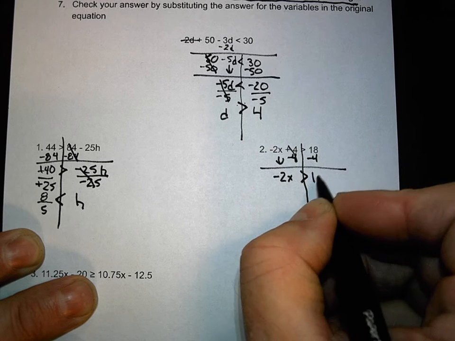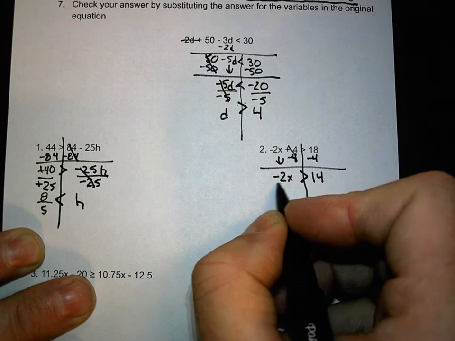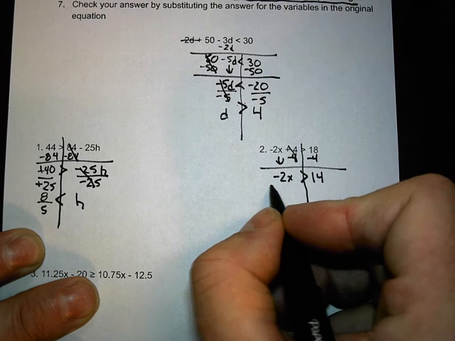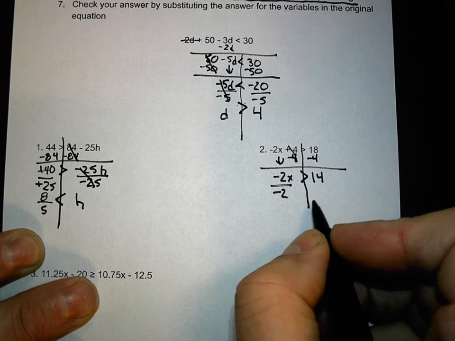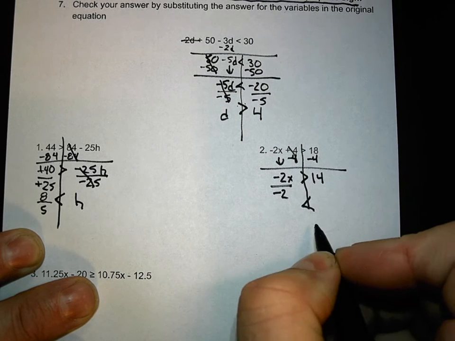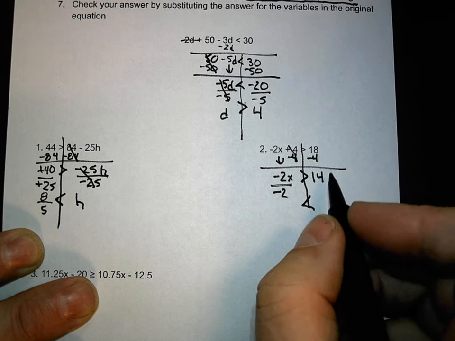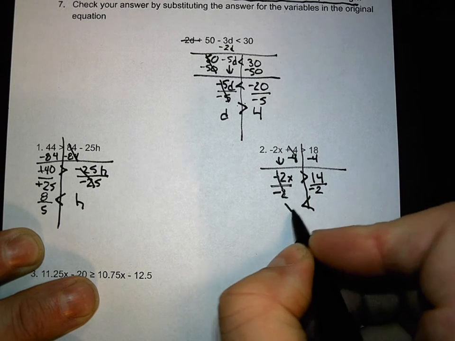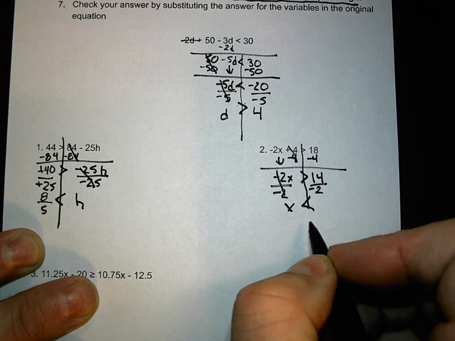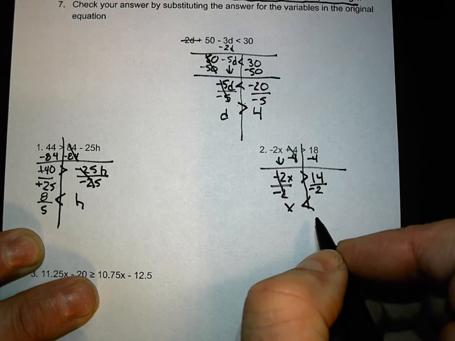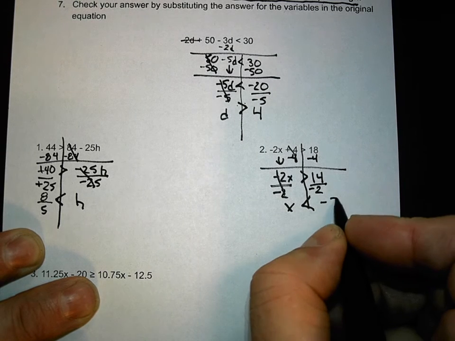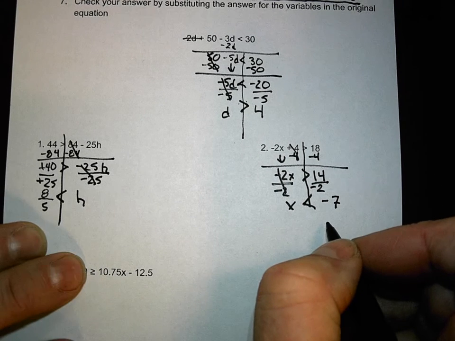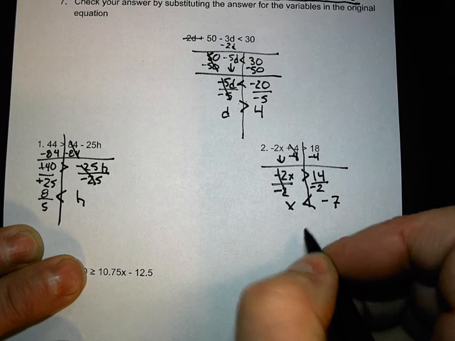14. Now, the coefficient, is it something other than 1? Yes. So I have to divide by the coefficient. This coefficient happens to be a negative number, which is going to cause me to flip my sign. The minute I start dividing by a negative number, flip the sign. So they go away, x. What's 14 divided by negative 2? Negative 7. So x is less than negative 7. If you typed in negative 8 and tried this out, it would work and come true.